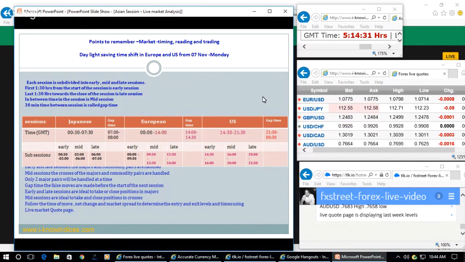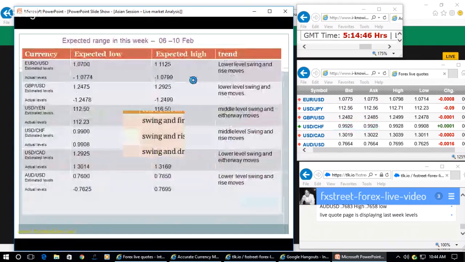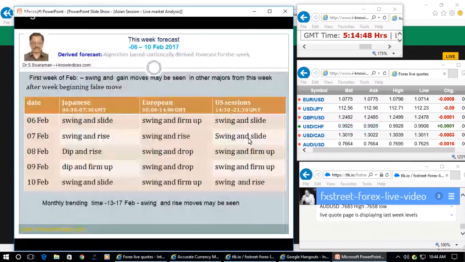So when they make the slide, we can easily understand during the trending time that they are making a week beginning false move on the downside. So they intend to make a rise. Then from tomorrow onwards, what you can do is take a buy position near the low whenever they make the slide, either during the early session or the late session, and then we can try to book profit when they are gaining the levels.